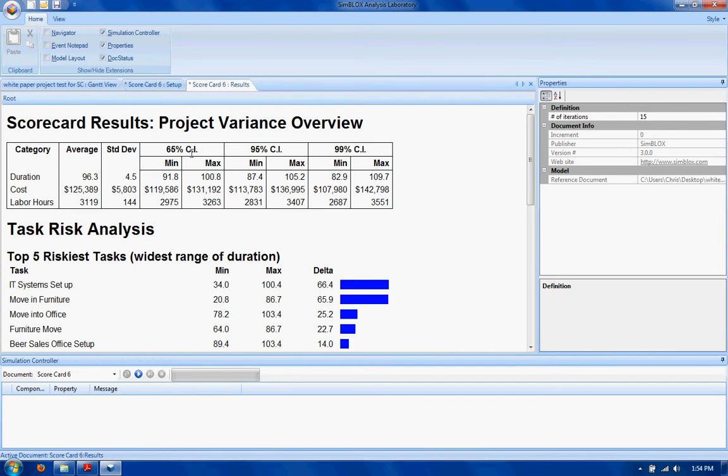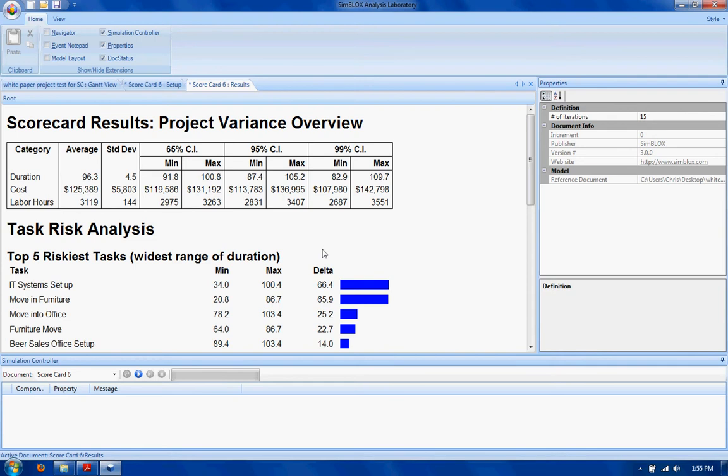And so our 65% confidence interval, which is your average plus or minus 1 standard deviation, is right here. 95%, which is plus or minus 2 standard deviations, and 99%, which is plus or minus 3 standard deviations, are all provided here. In addition, the top 5 riskiest tasks are shown.